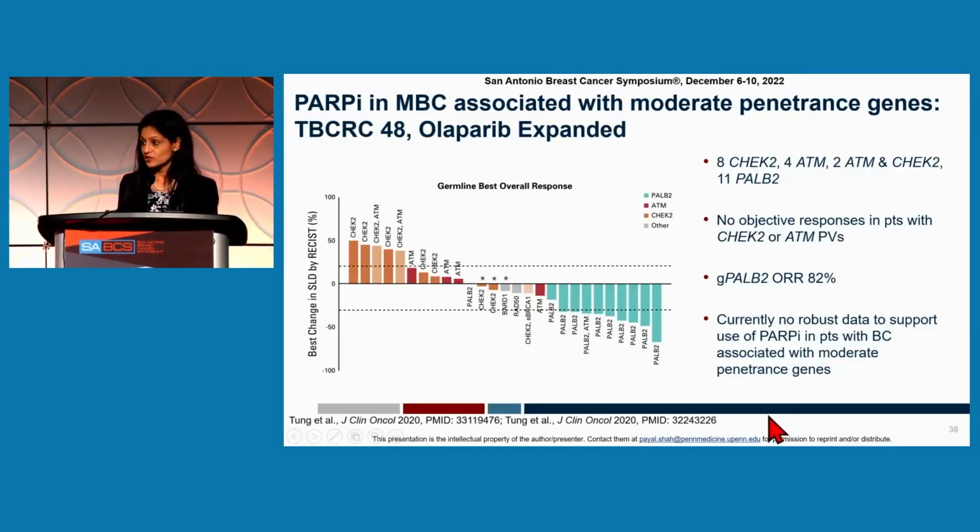So there are currently no robust data to support the use of PARP inhibition in patients who have breast cancer associated with moderate penetrance breast cancer genes such as ATM or CHEK2. And for patients with germline PALB2, we are still enrolling patients onto this study in the expansion cohort, so it's preferred that these patients be treated in the context of a clinical trial.